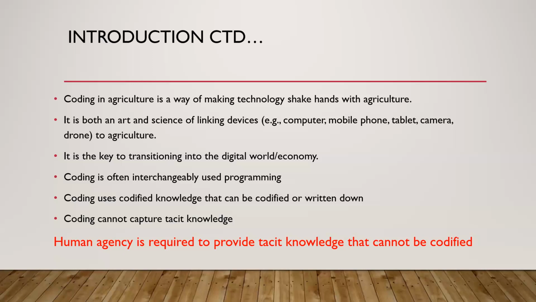So that means coding has a limitation whereby in some cases a human being must come in and bring their knowledge. And so where human intervention or human agency is required, that is where tacit knowledge is that cannot be codified.